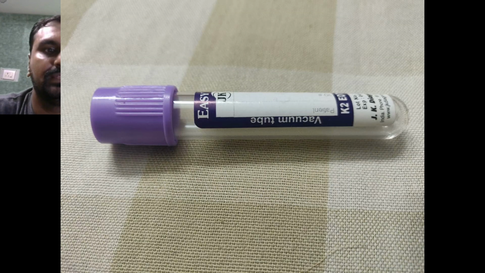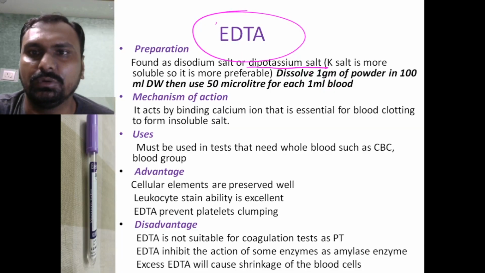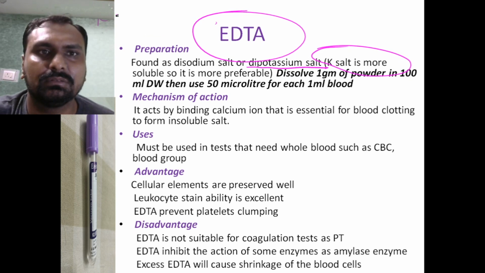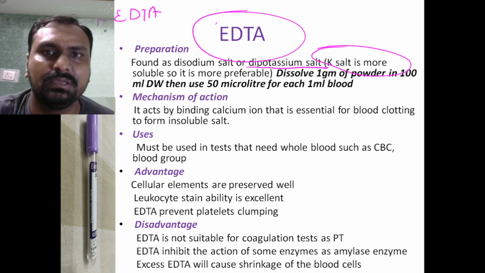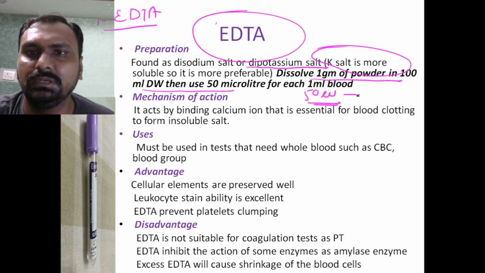Now fifth is EDTA, ethylene diamine tetraacetic acid. It is found as a disodium salt or dipotassium salt. Mainly potassium salt is utilized because it is soluble, so it is more preferable. You can see potassium EDTA is there. So we have to dissolve 1 gram of powder in 100 ml of distilled water and then use 50 microliter of that solution for 1 ml of blood.